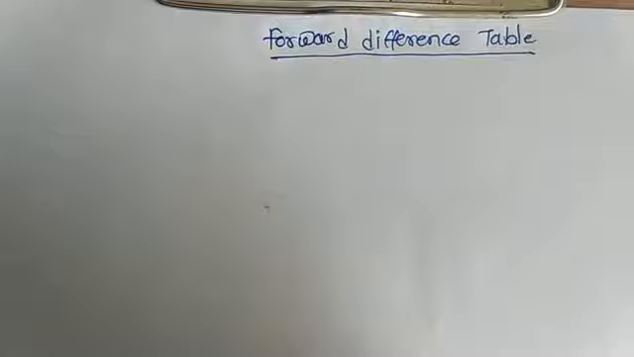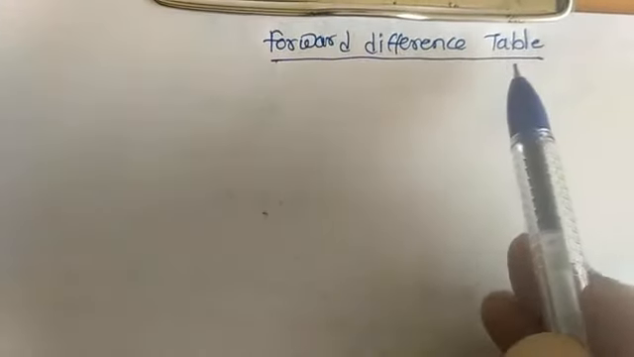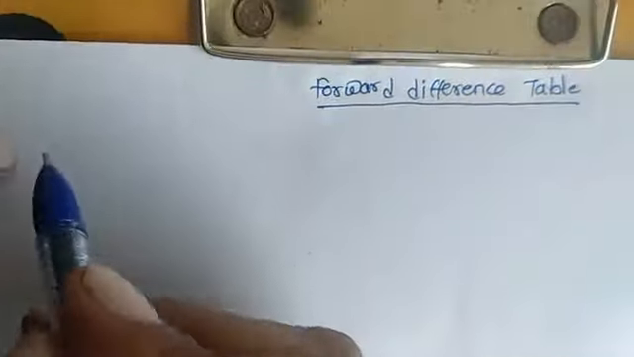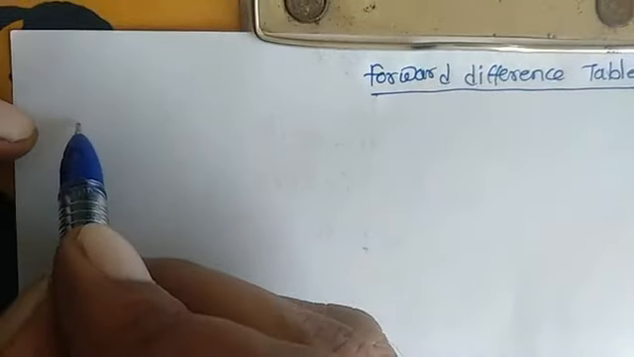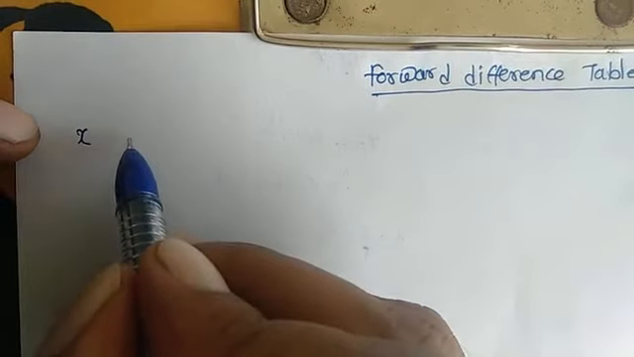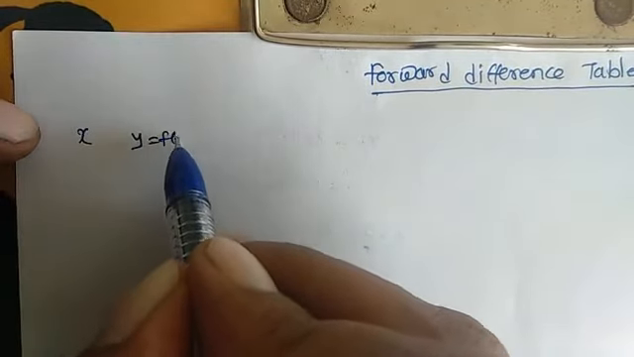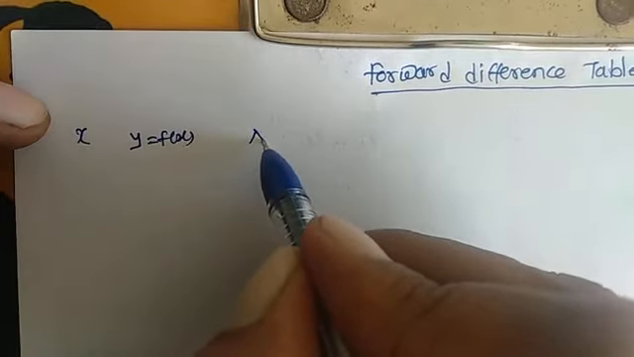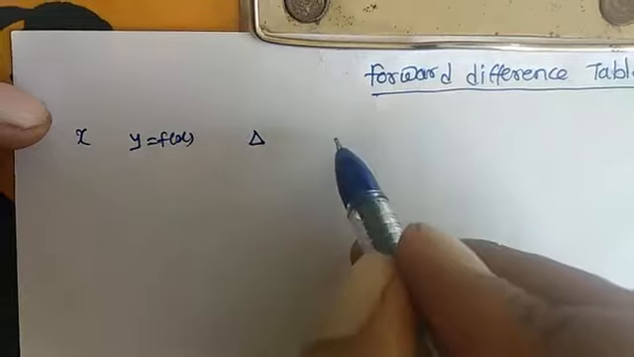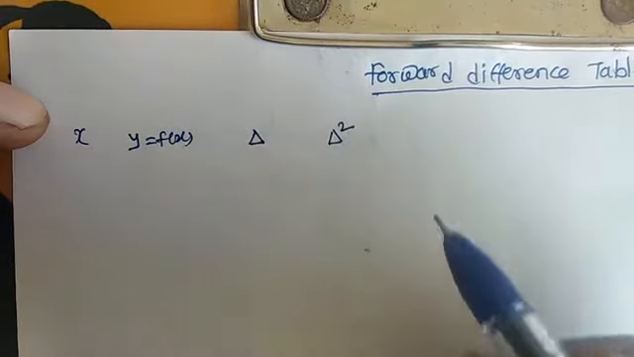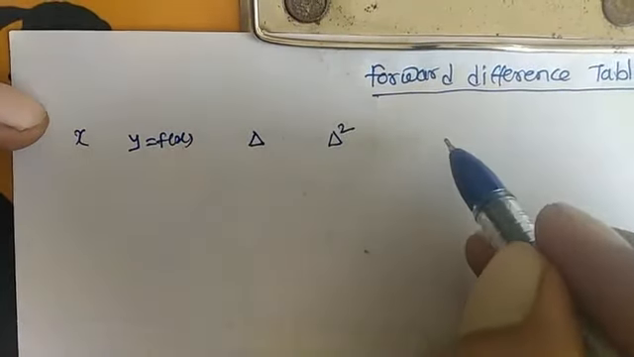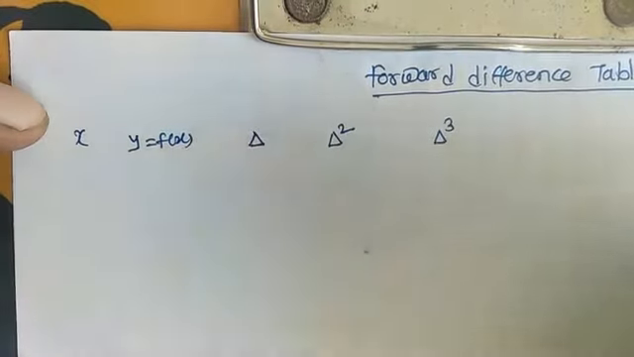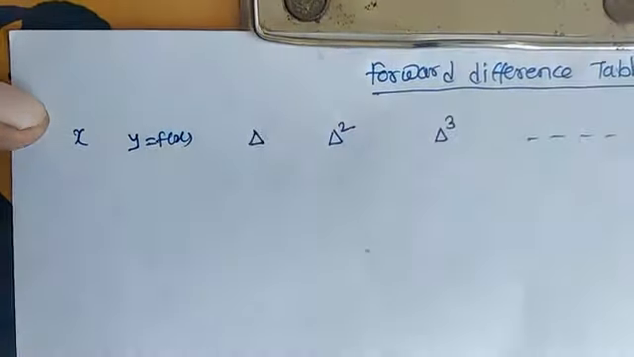Now we have to construct a table for forward difference table. So here first column is the values of x, second is y is equal to f of x, or you may write only y. Third is our first difference del, and next is our del square difference, third will be del cube, and so on. Okay, so this will be our differences.